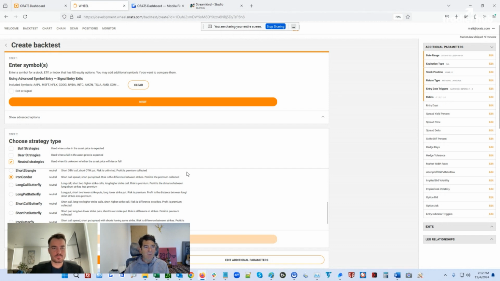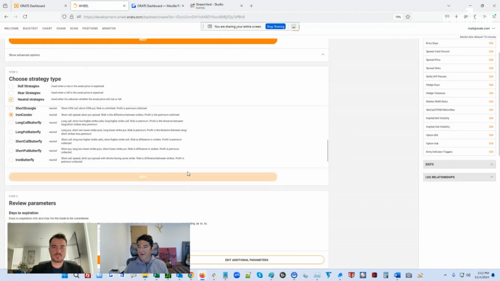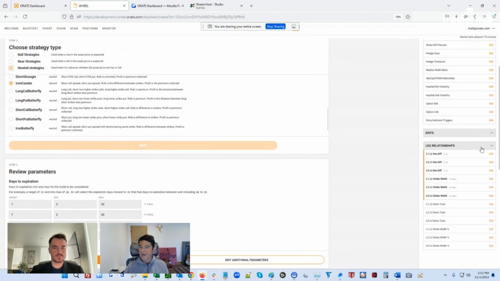Of course, for this one, we wanted to show the reverse iron condor because it's somewhat understandable, not too technical, but you could also do diagonals where you would then change the DTE relationships, and I'll show you where that is. So then you have to make sure your leg relationships match as well.